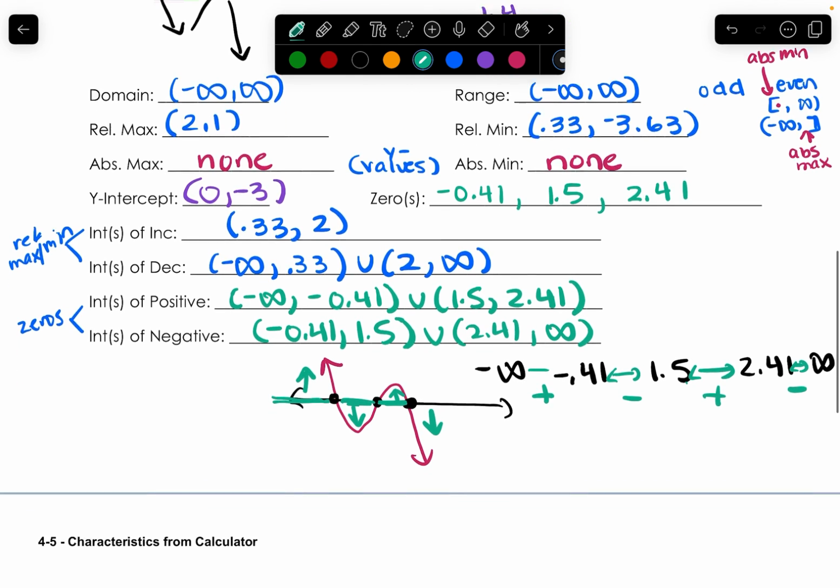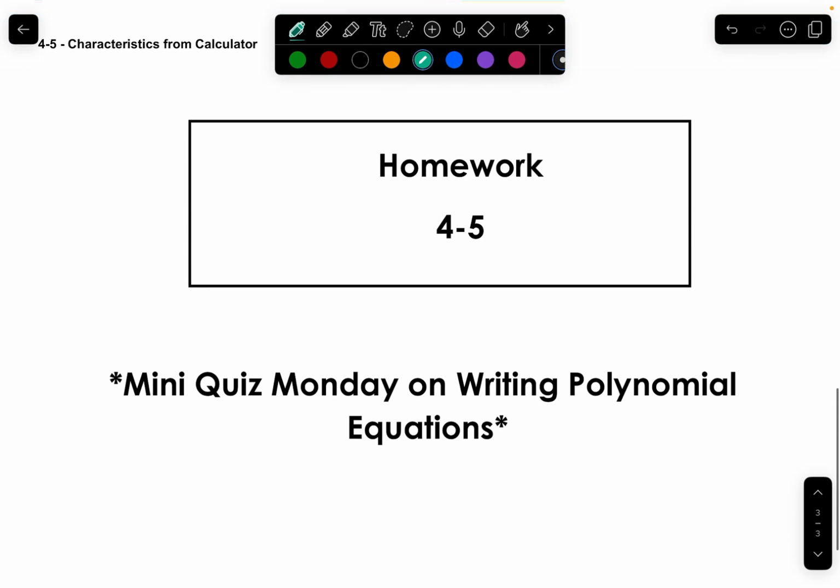Try to do it a little bit of a different way so you could see if you like that. I don't know. All right, so that's all it is. You're going through the same characteristics. It's just now you have to pull up your graph and then be able to find those maximum, minimums, and zeros.